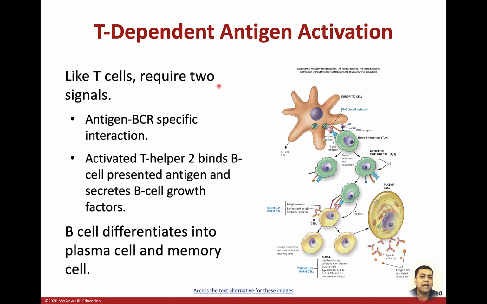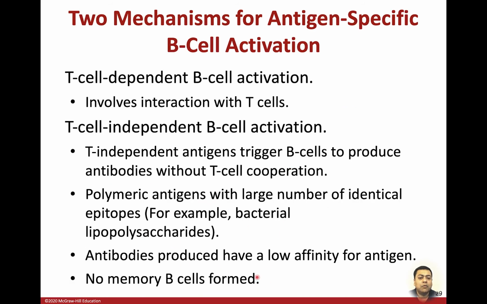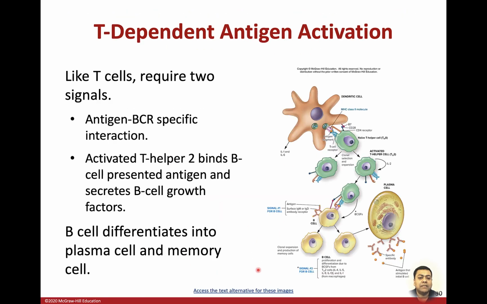So like T cells, the B cells will also require two signals. One is the antigen and B cell receptor specific interaction, and also activated T helper cells, which bind to the B cell, present the antigen, and secrete the B cell growth factor. That B cell will differentiate into the plasma cell and the memory cell. So if the T helper cell is not involved, then there will be much less activity of the cell.